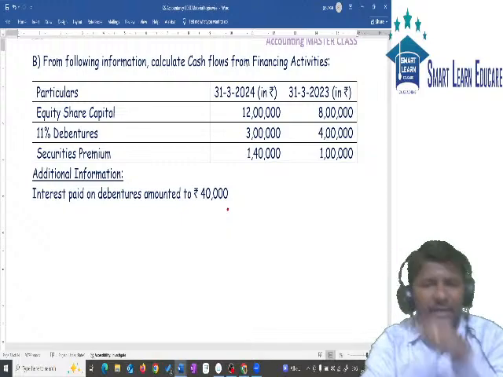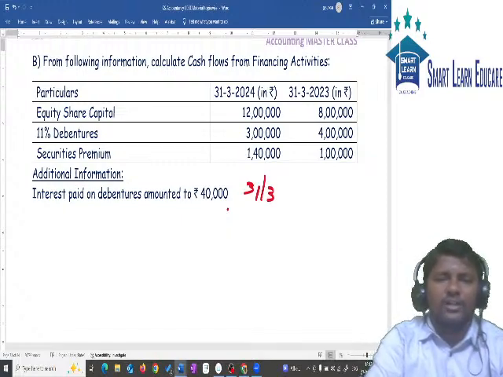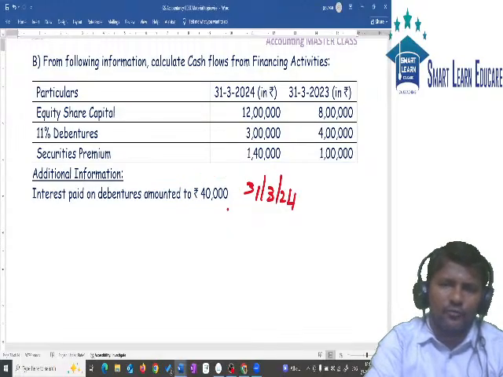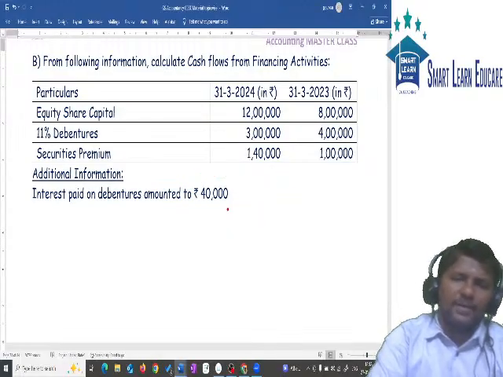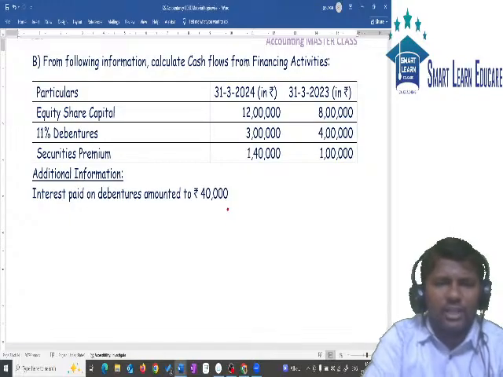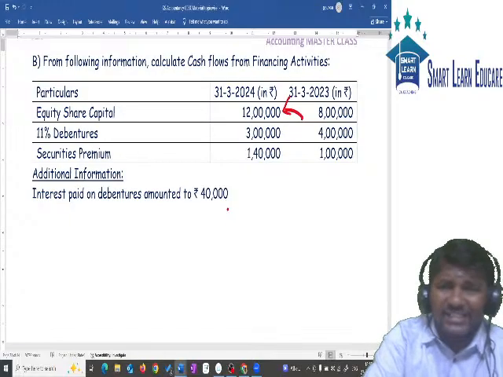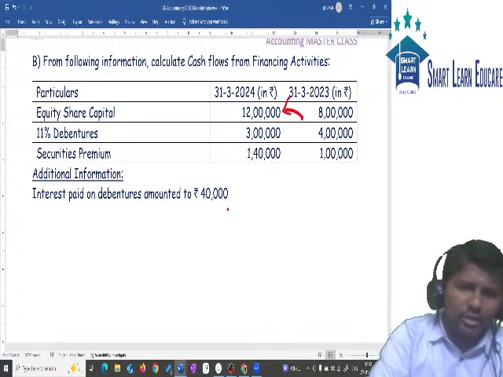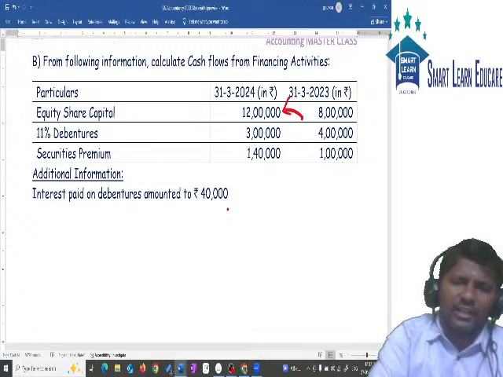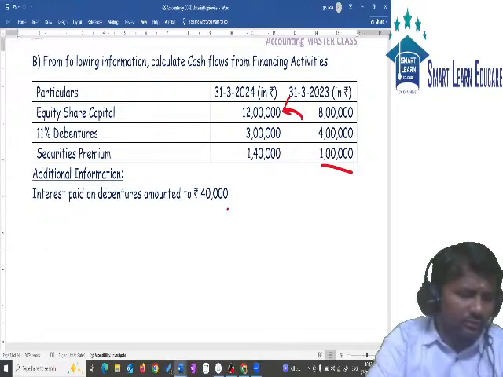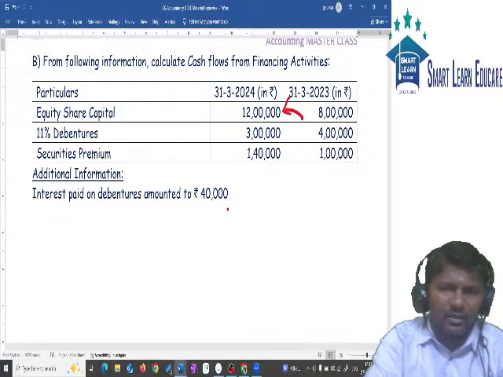The repayment is made on 31st March 24 because the interest given in the question amounts to 40,000. So the repayment is made on 31st March 2024. Also we have securities premium, from issue of shares. Earlier we had 1 lakh, now we have a securities premium of 1 lakh and 40,000.